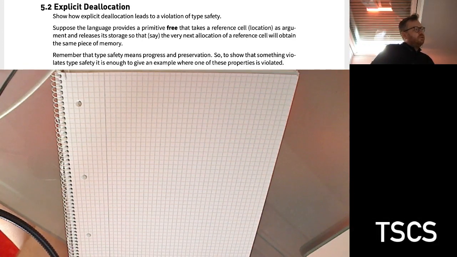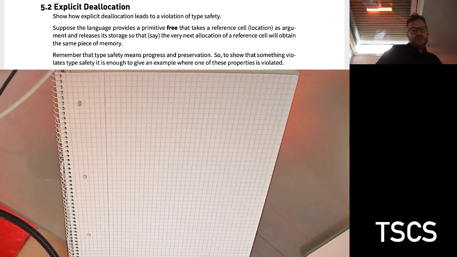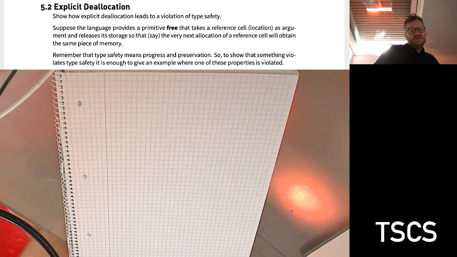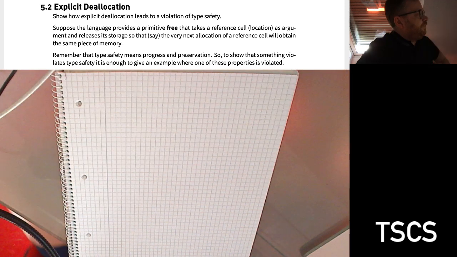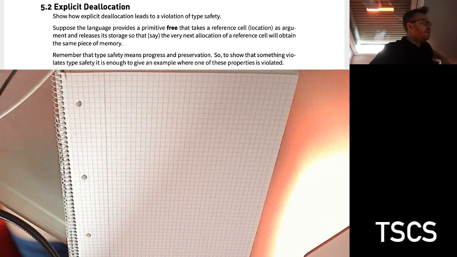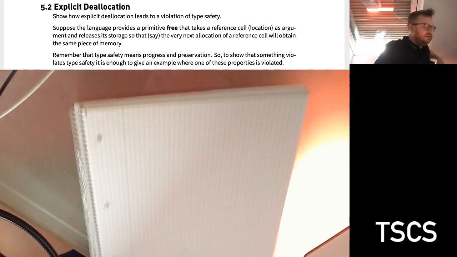How do we approach this? So remember that there was a hint, like remember that type safety means progress and preservation. So to show that something violates type safety, it is enough to give an example where one of these properties is violated. Okay, seems fair. Good. How to approach this? Let's do an example program.